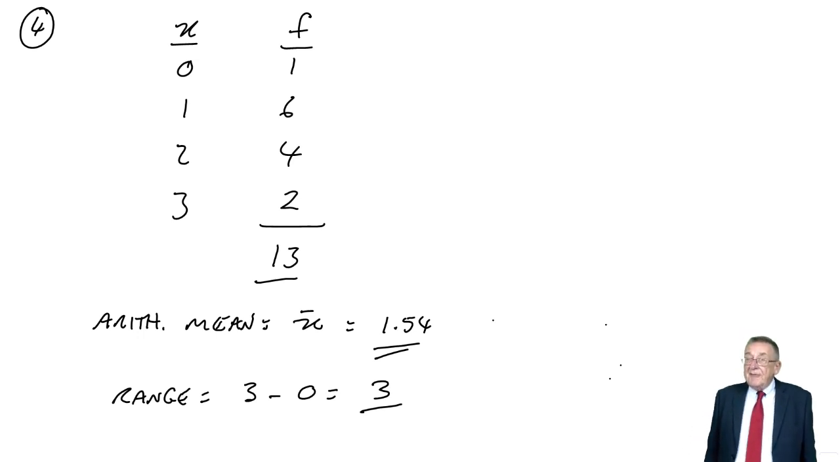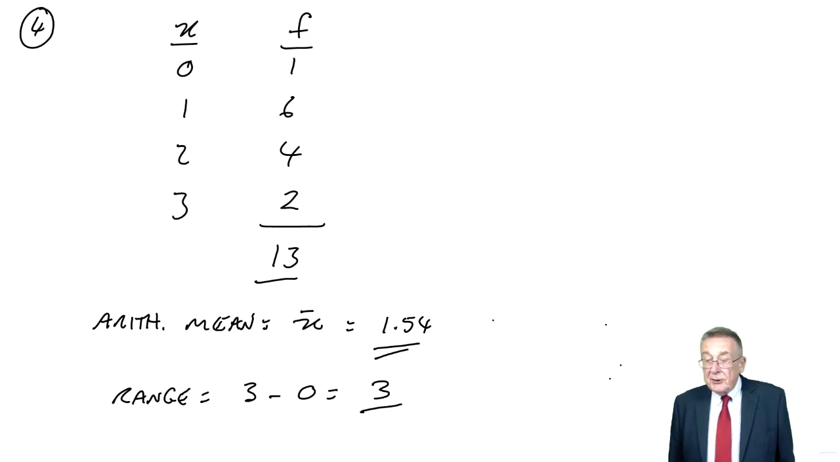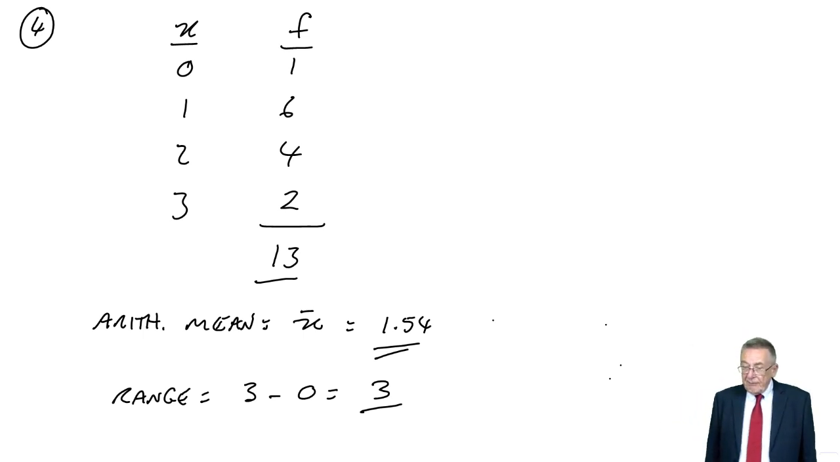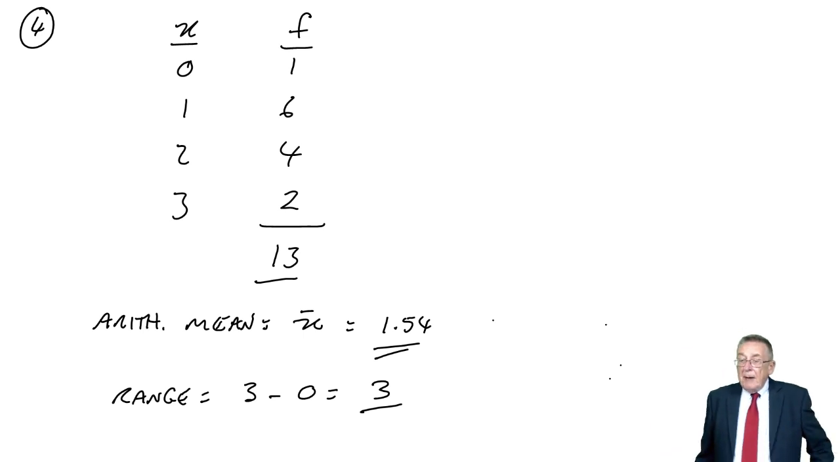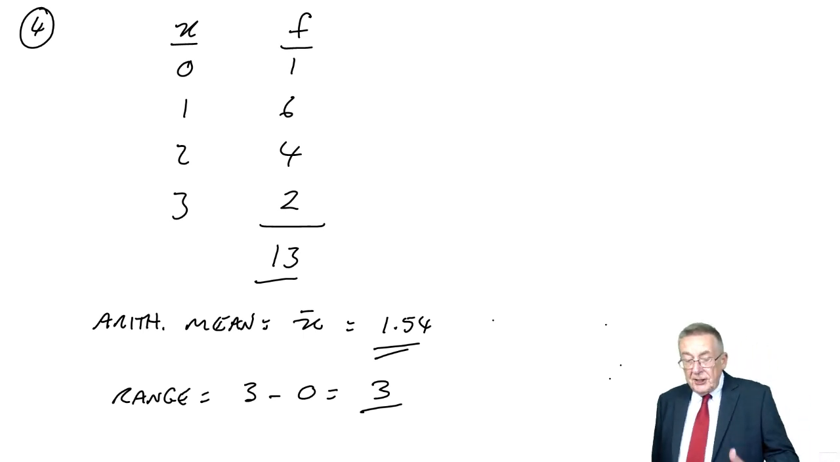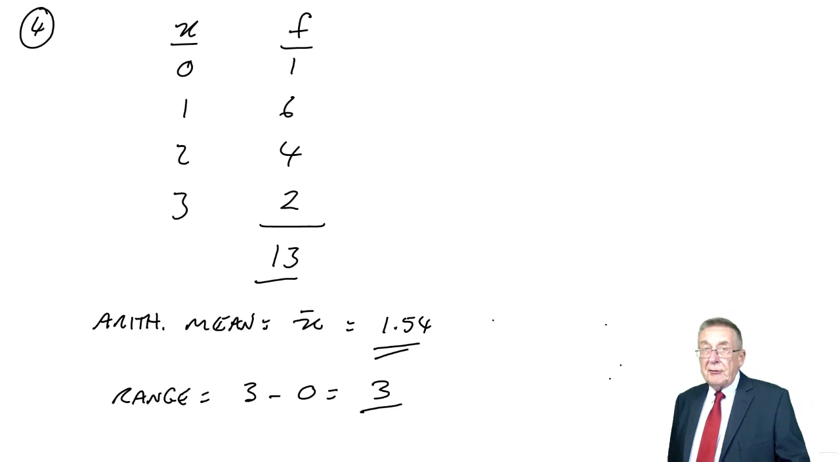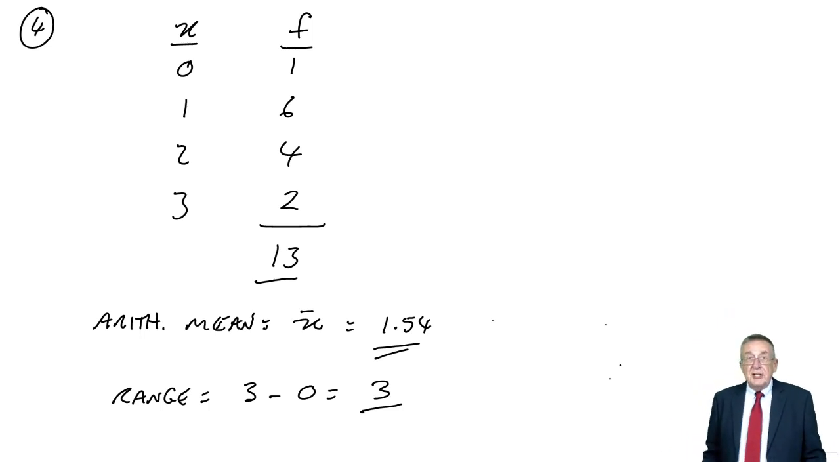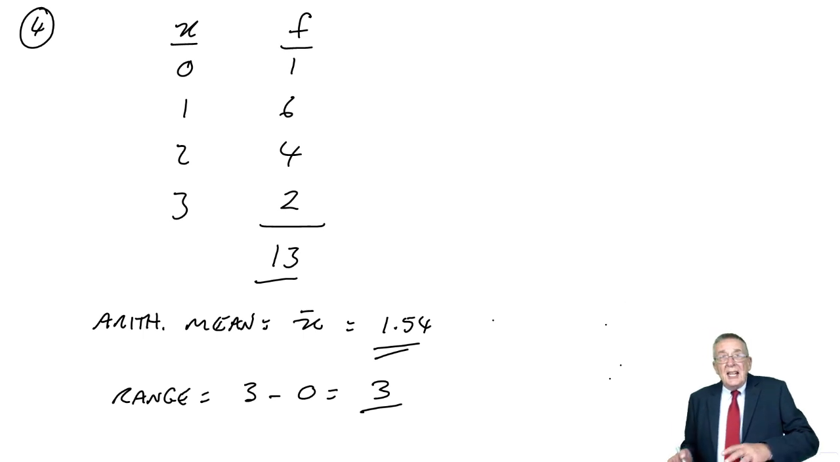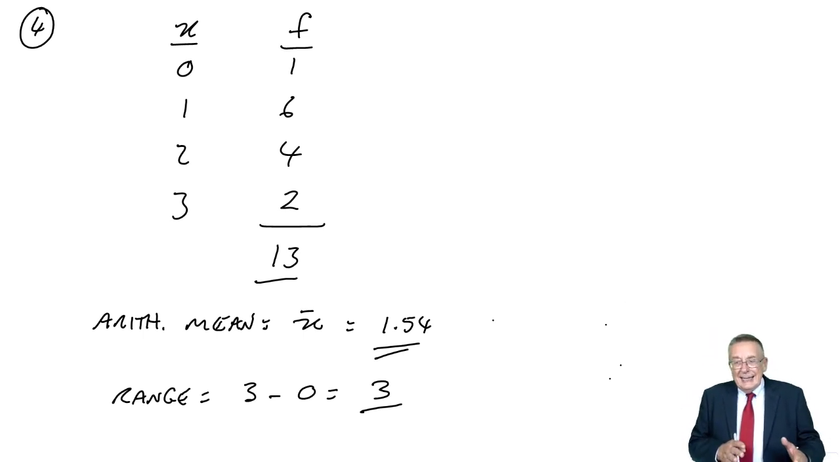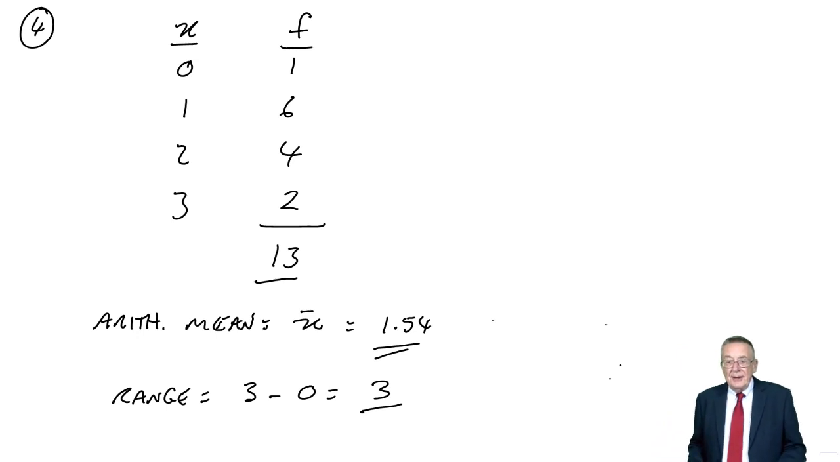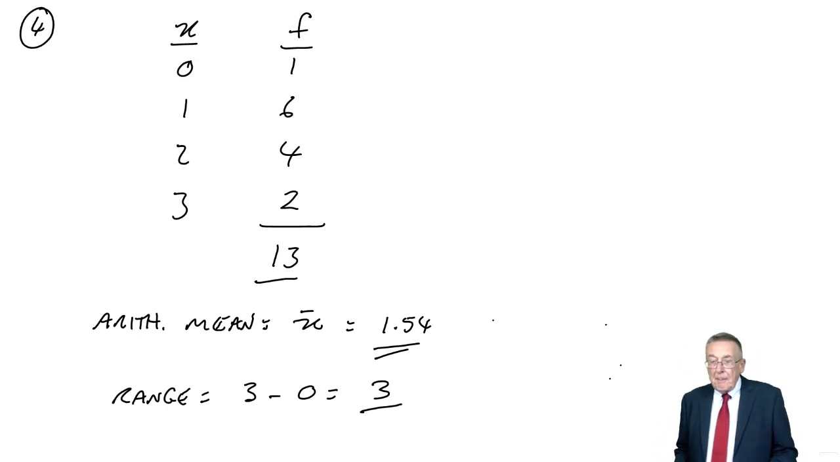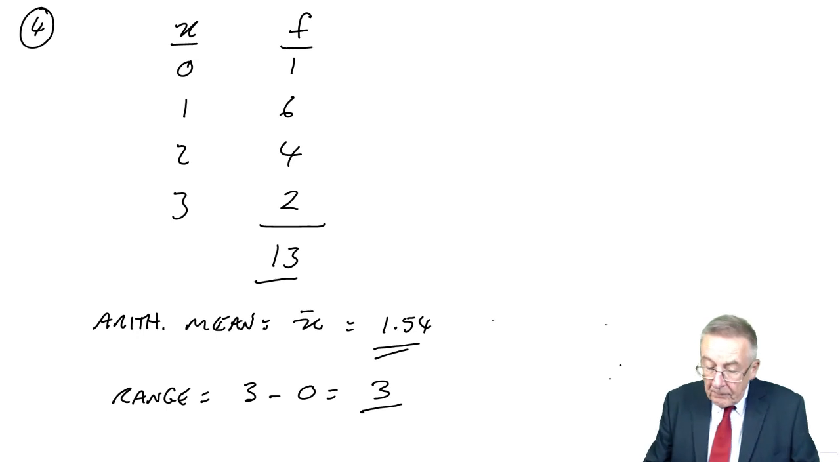The next one is the variance. Now this is a little bit more interesting, because although the range is 3, the actual observations were 0, 1, 2 or 3. We know what the average is, and so we're going to take the average distance away, or deviation, from the mean. Let me show you what I mean.